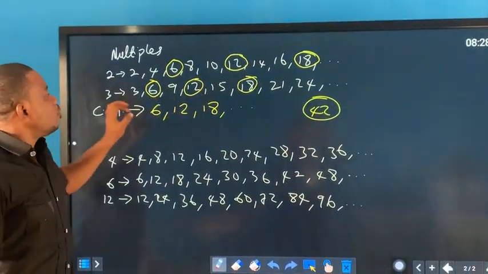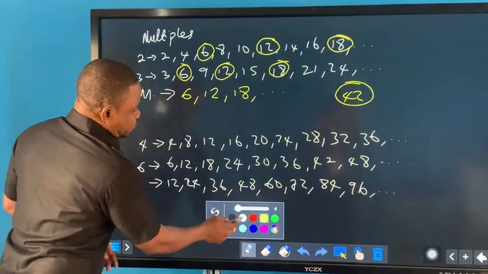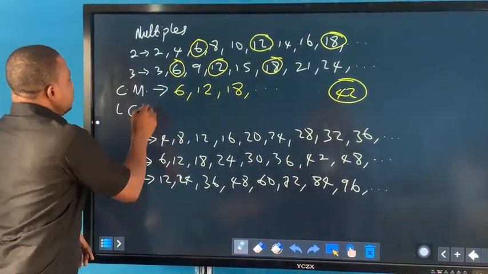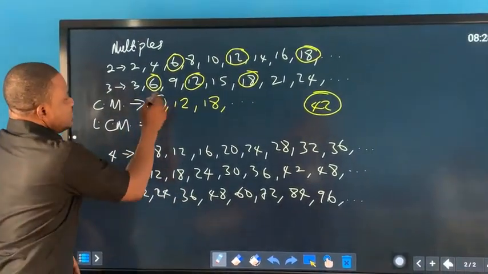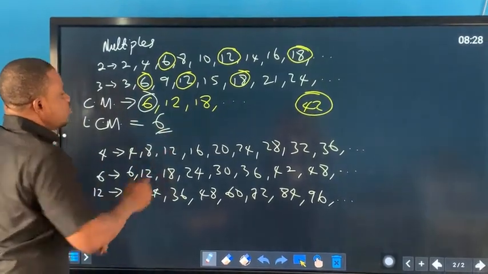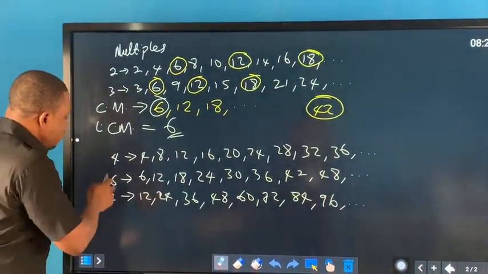All these are common multiples for 2 and 3. So what is going to be the lowest common multiple? The lowest common multiple, or the least common multiple, is the smallest among them. And that's going to be 6. So the least common multiple for 2 and 3 is 6. The same thing for 4, 6, and 12.